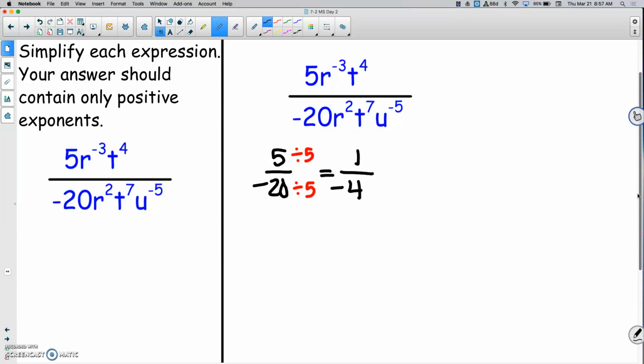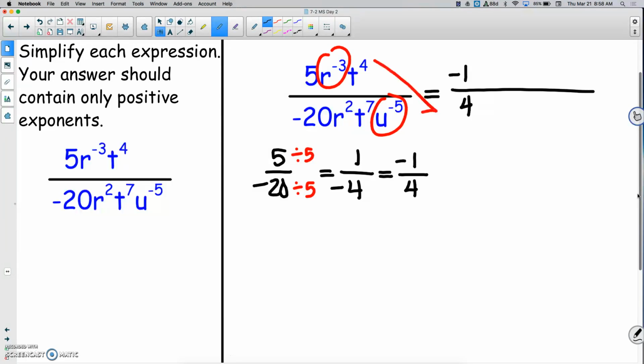When you have a negative sign on the bottom of the fraction, I prefer instead to put it on the top. So when you divide one positive and one negative, it is a negative fraction. But I want it to be on the top of the fraction, not on the bottom. So negative 1/4. Circle, circle, move. R to the 3rd to the bottom, U to the 5th to the top. Remember, after you move it, it's now a positive exponent. The rest of these stay where they were, and then you can expand it.